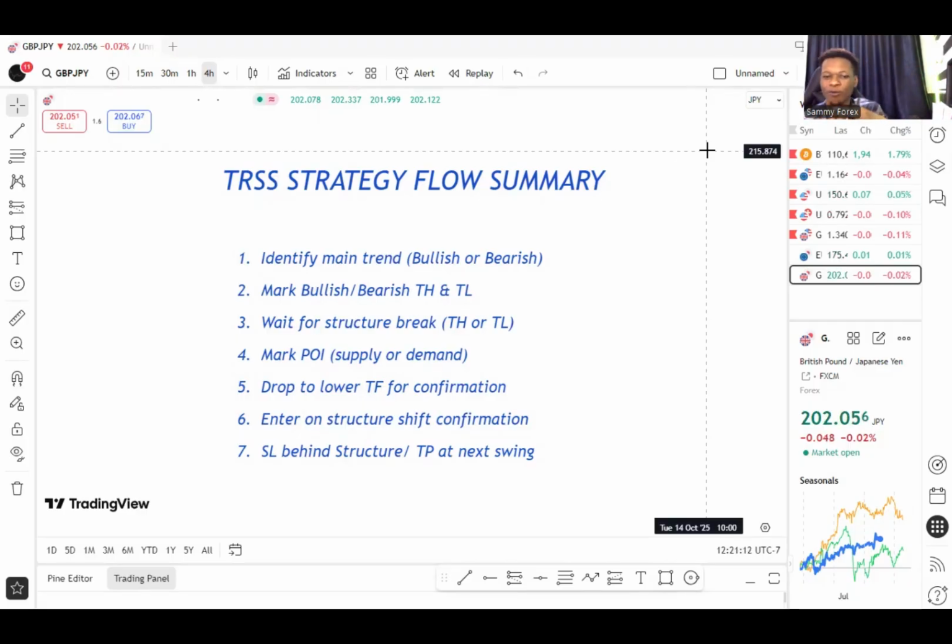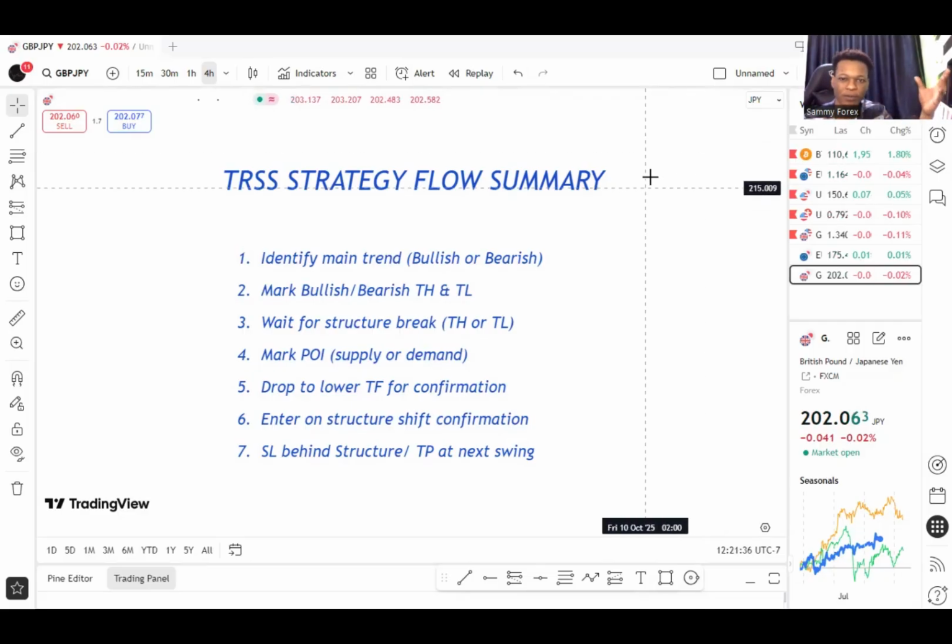Then enter on structure shift confirmation. Place your SL behind your structure, and your TP on the next swing, on the next trend low or trend high, depending on the entry you're taking. So the next swing is where your TP target will be. With all this, I believe you can now trade TRSS profitably.